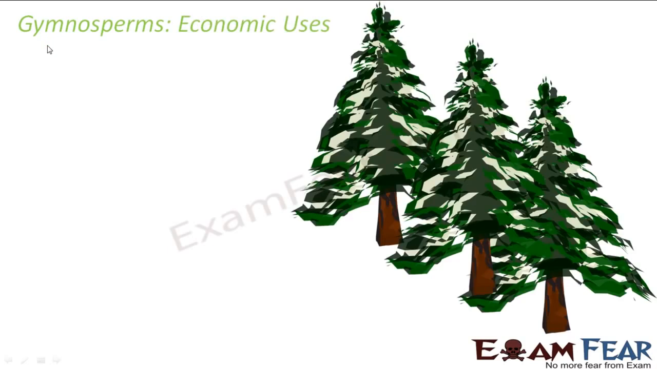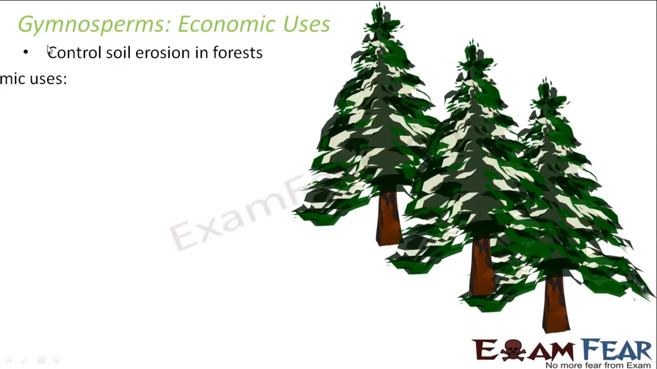Now let us look at the importance of gymnosperms, or does it have any economic use? Talking about the economic use, one important thing is it controls soil erosion in forests. As I told you before also, you will see a lot of gymnosperms in the hilly areas or in the forest-like areas. So there is so much of land there. If those trees are not there, you can actually imagine vast land just like that. So during heavy rains or flood, there will be a lot of soil erosion. So it actually controls the soil erosion.